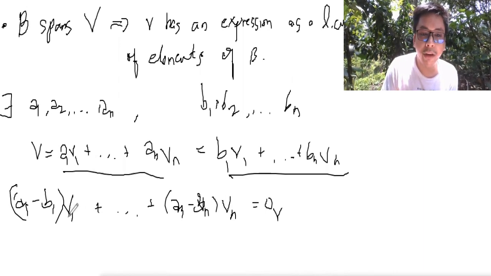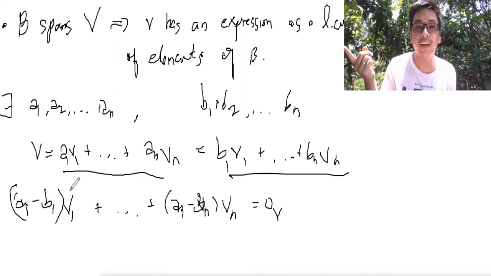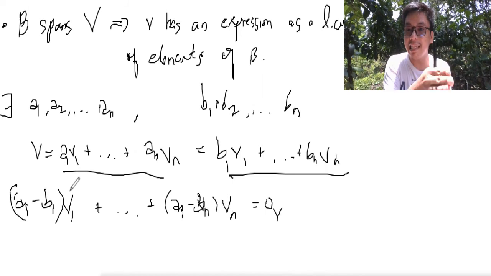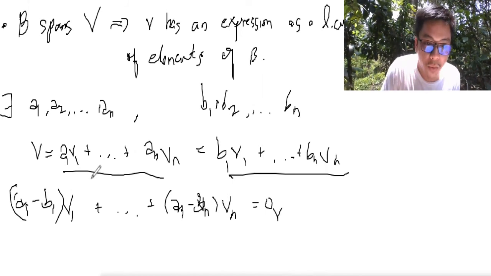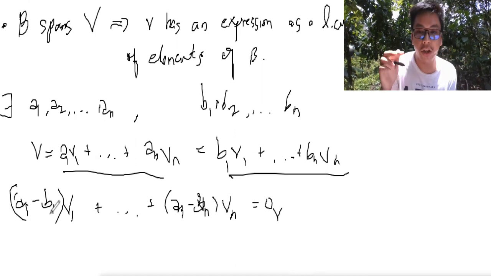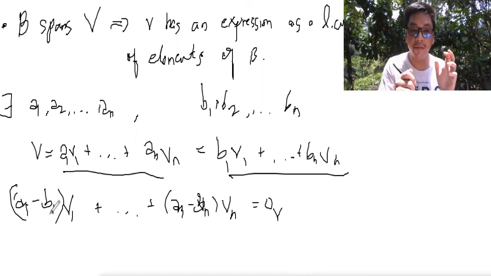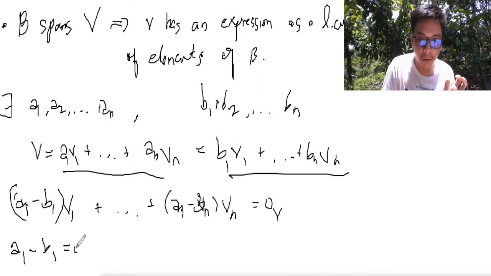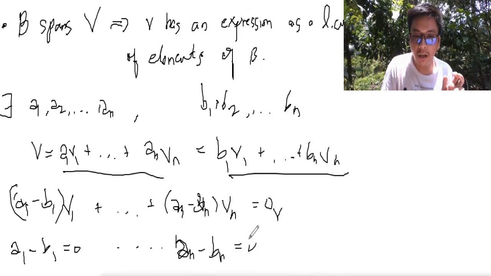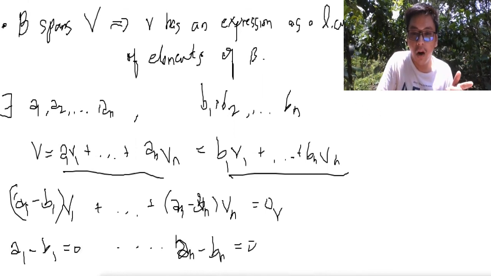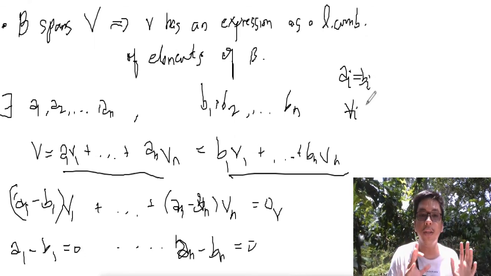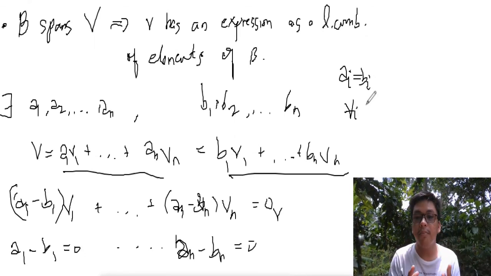But take note that these vectors vi are coming from B. Remember that B is a basis for V, and so B is a linearly independent set. And since this is a linearly independent set, all scalars associated to the vectors coming from B are 0, which simply tells us that a1 minus b1 is 0 up until an minus bn is 0. Meaning to say that ai is equal to bi for all i. So we have shown the uniqueness of a linear combination of elements from B.